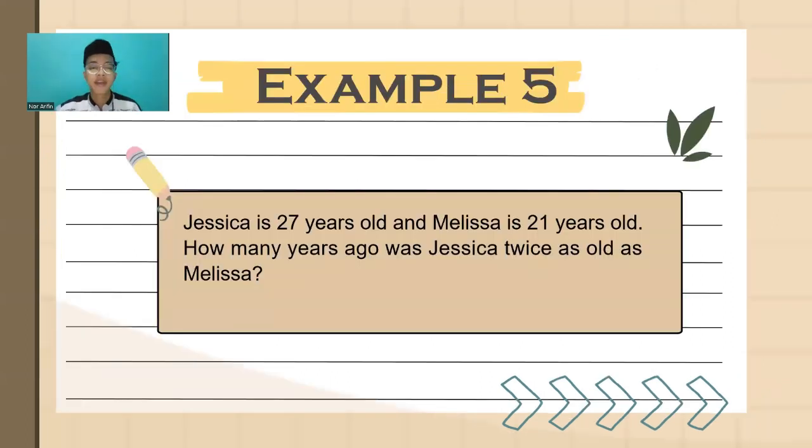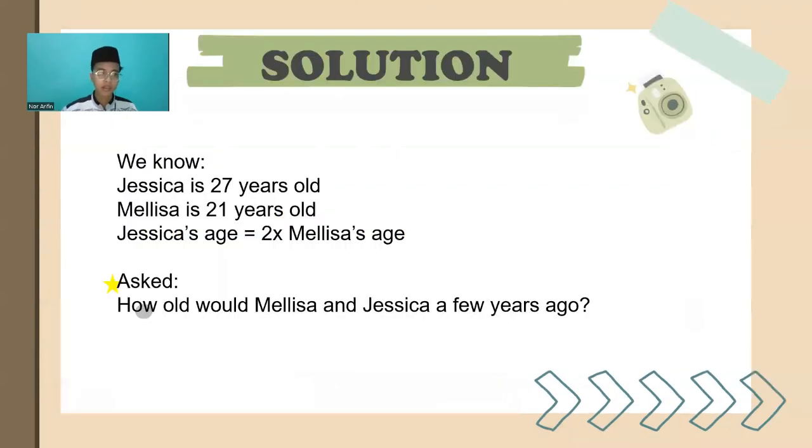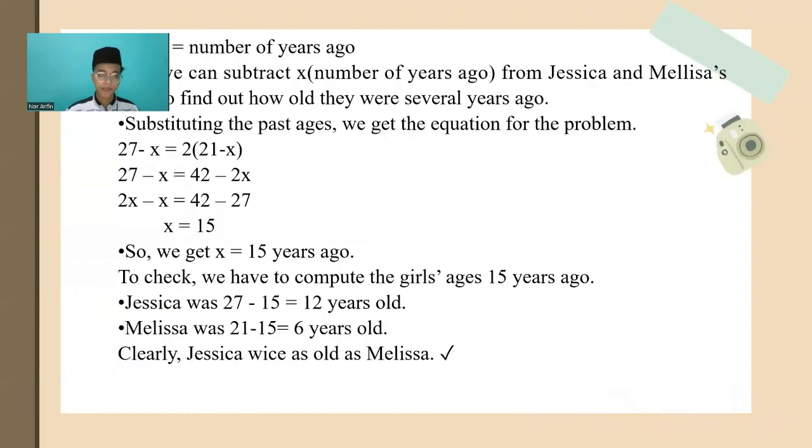Next, example 5. The question is: Jessica is 27 years old and Melissa is 21 years old. How many years ago was Jessica twice as old as Melissa? The solution: we know Jessica is 27 years old and Melissa is 21 years old. Jessica's age is 2 times Melissa's age. So how old were Melissa and Jessica a few years ago?